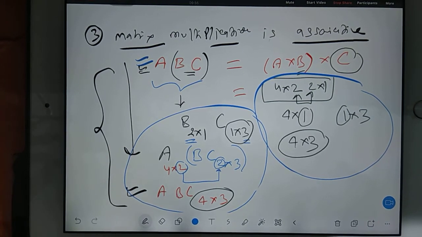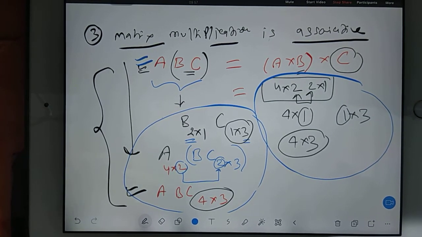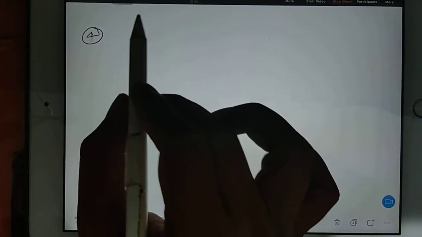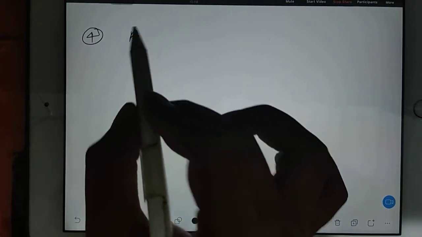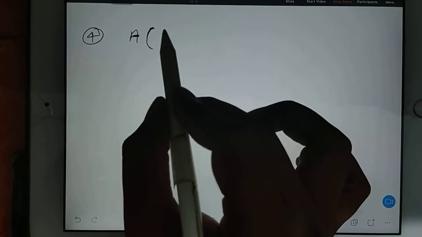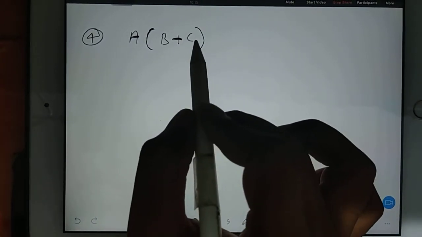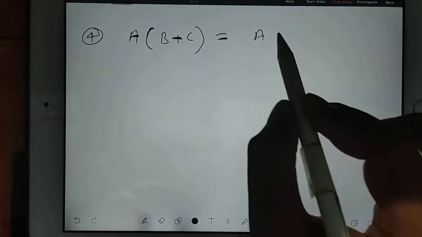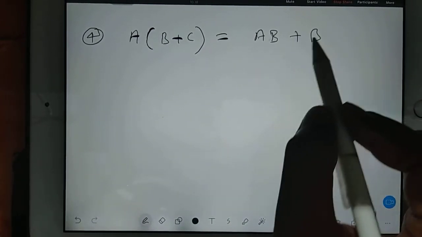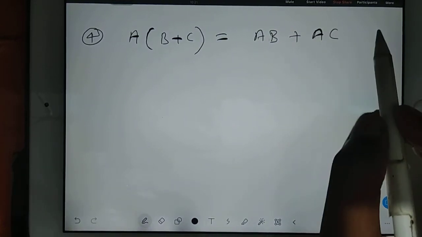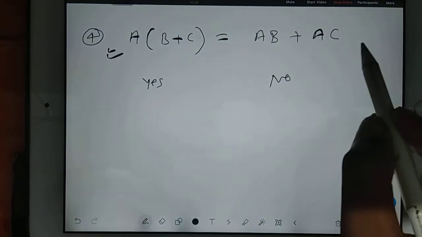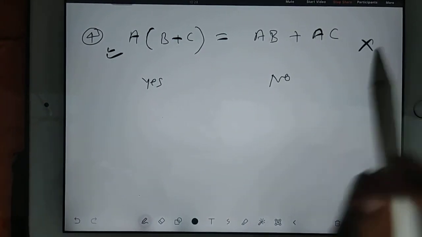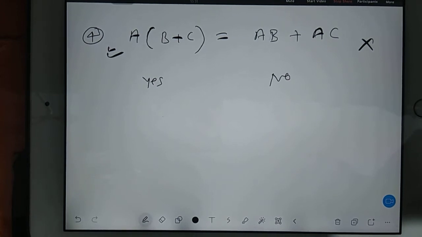Now suppose, fourth point. Suppose I want to distribute the multiplication. For example, I have a matrix A, which I want to multiply with a matrix which is the addition of two different matrices. So can I distribute it like this? Guys, what do you think? If you are saying yes, tick here. If you are saying no, tick here. This left hand side is possible. So I am asking whether the right side will be possible or not.